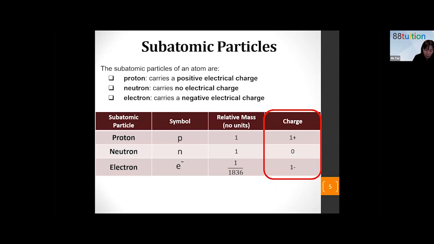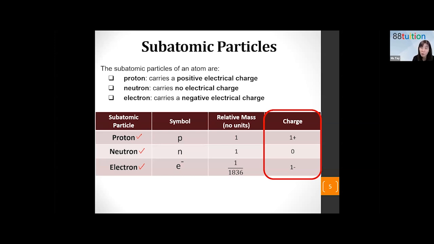It involves either positive or negative, or is it going to be 0? So if you look at this table, it's a quick summary of things you need to know for this chapter for the subatomic particles. Again, subatomic particles: you have proton, neutron, and electron. They are represented by a certain symbol: small letter p for proton, small letter n for neutron, and electron is just a letter e.